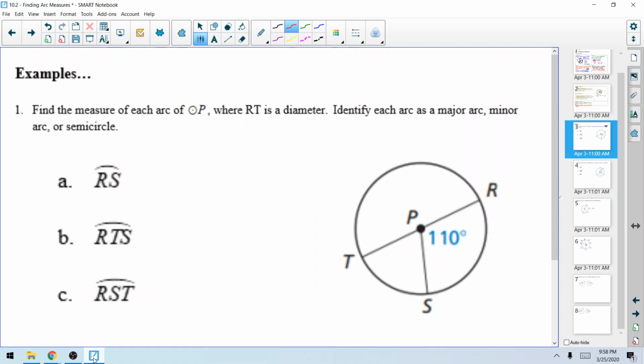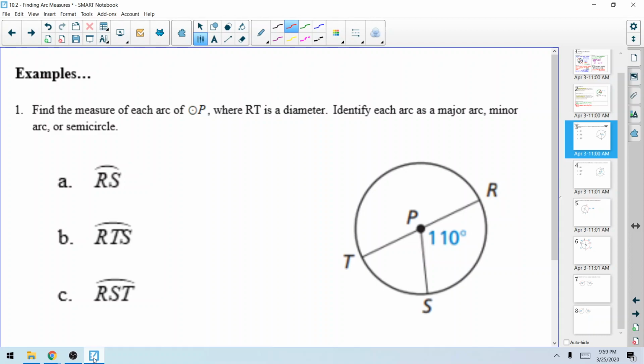Okay guys, 10.2 examples of arc measure. Number 1, find the measure of each arc of circle P, where RT is a diameter. Identify each arc as a major arc, a minor arc, or a semicircle.